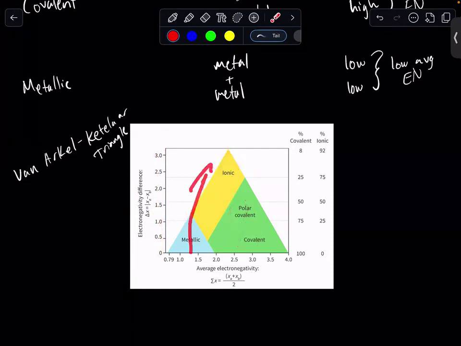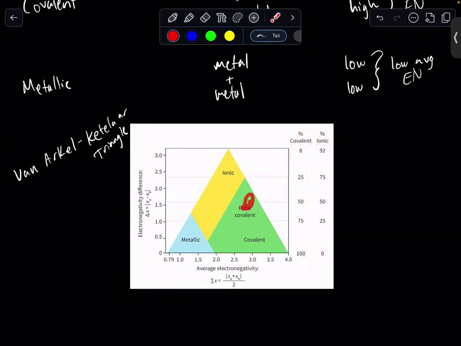And you also notice metal heads towards ionic as well. Over here we have our x-axis, the average electronegativity. A higher average electronegativity relates to covalent molecules, while low average electronegativity relates to metallic compounds. And then because covalent and ionic exist in that continuum that we've been talking about, we actually have percent covalent and ionic character.